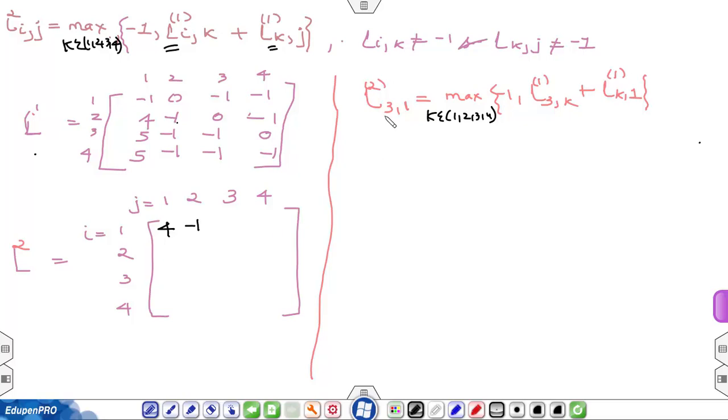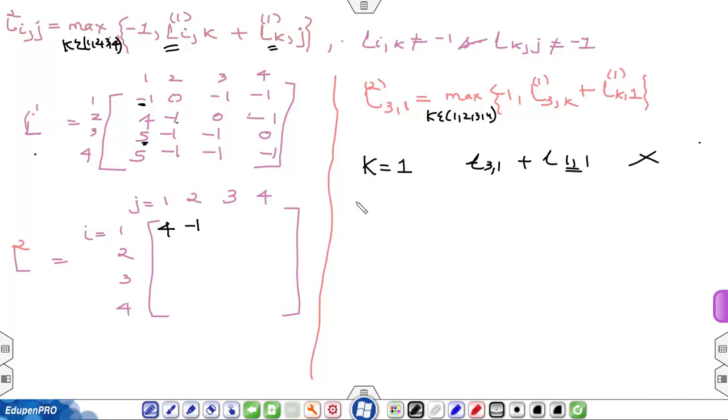Now I will calculate for 3 comma 1. The formula will be L of 3 comma 1 of matrix 2 is equal to maximum of minus 1, L of 3 comma k of matrix 1 plus L of k comma 1 of matrix 1, and we have to perform the same computation again and again. So starting from k equal to 1, check L of 3 comma 1, this is 5. L of 3 comma 1 plus L of 1 comma 1. L of 3 comma 1 is 5 and 1 comma 1 is negative, so invalid.